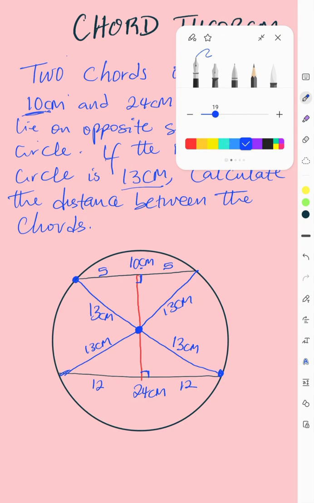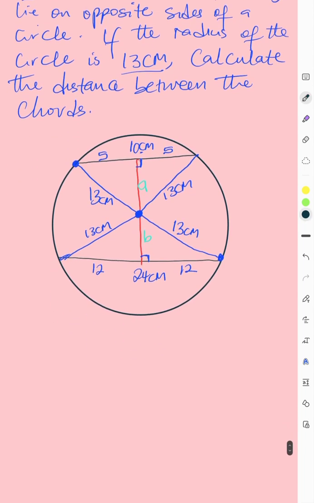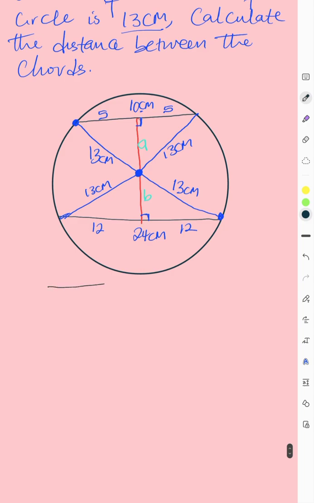And how do we get the distance between the two chords? To get the distance, you need to get A and B. So the sum of A and B will give us the required length. So let us work it out. Let us bring the smaller triangle on top, this triangle like this. Let us bring it out.